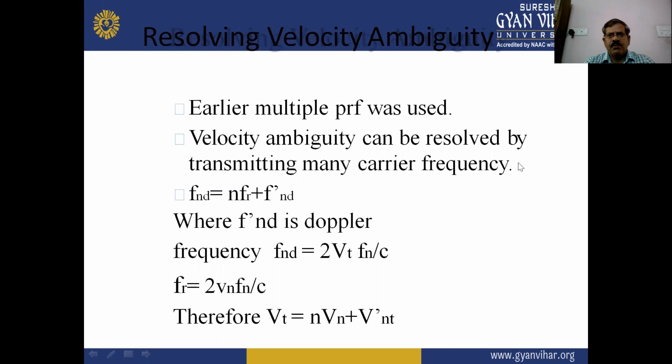Resolving velocity ambiguity. Earlier, multiple PRF was used. Velocity ambiguity can be resolved by transmitting many carrier frequencies. So f_nd equals n f_r plus f_d, where f_d is the Doppler frequency, f_d equals 2 v_t f_n per c. So f_r equals 2 v_n f_n per c. Therefore, v_t equals n v_n plus v_d.